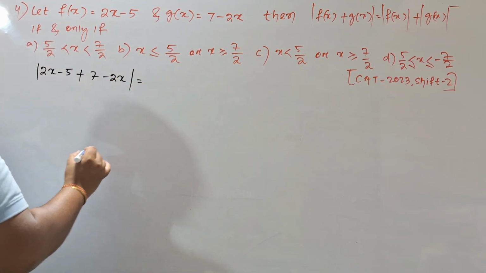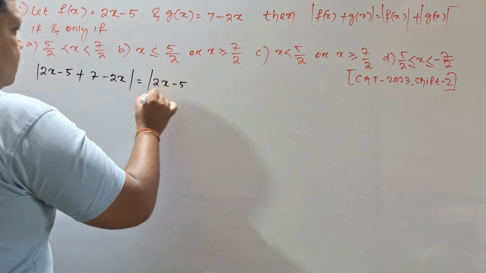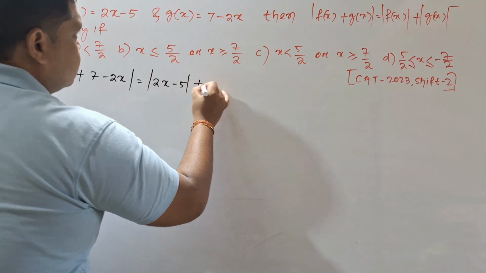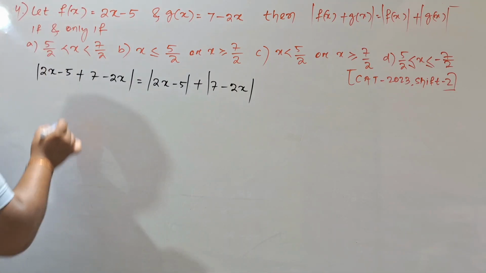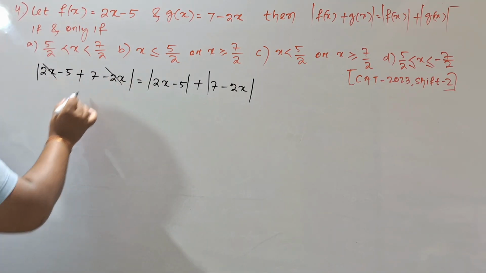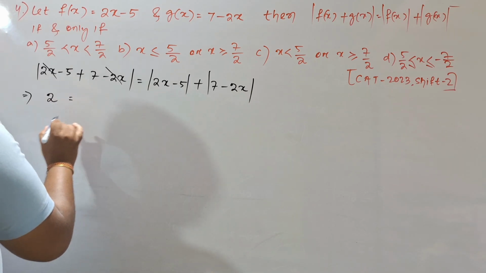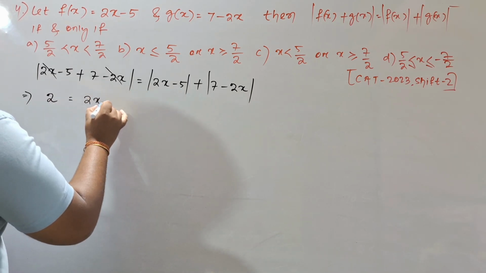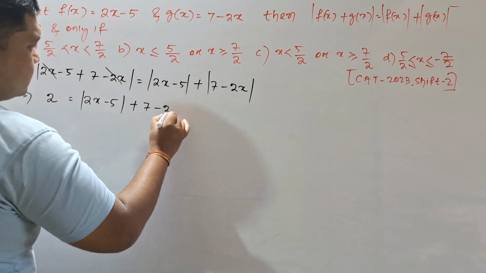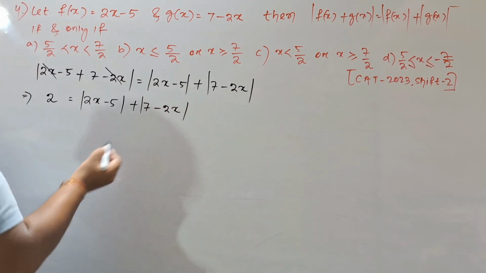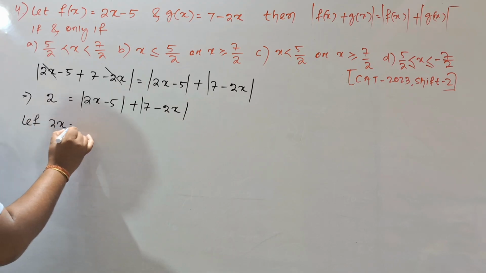This is equal to mod of 2x minus 5 plus mod of 7 minus 2x. If I simplify this one, this gets cancelled. So this is 2. Left hand side is 2. And here right hand side, this is mod of 2x minus 5 plus mod of 7 minus 2x. To make the thing easy for you, just like the previous question, let 2x be equal to k.